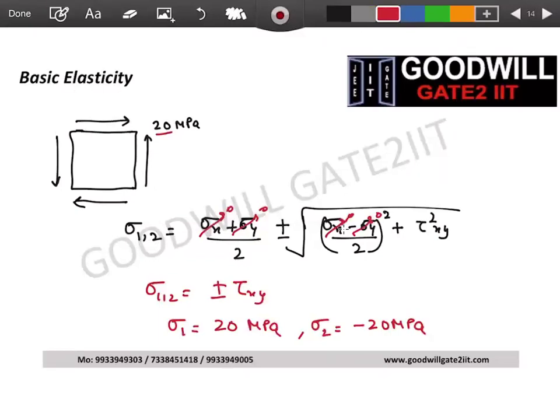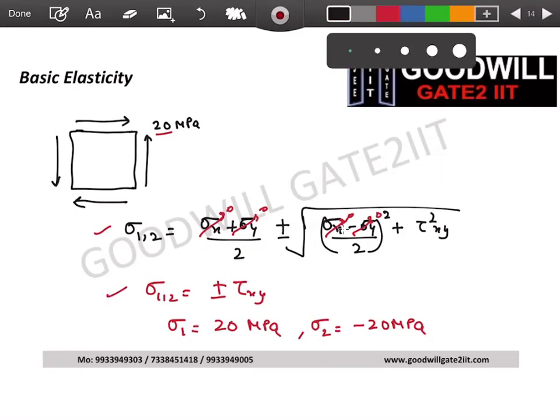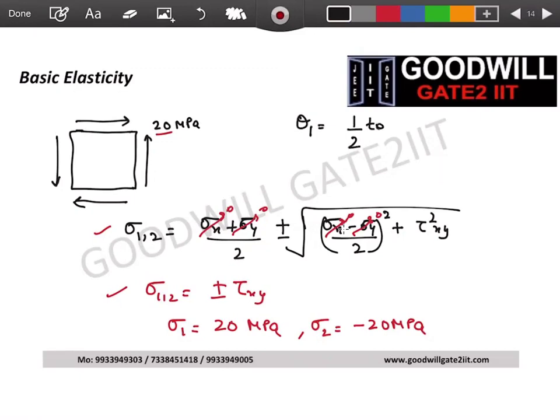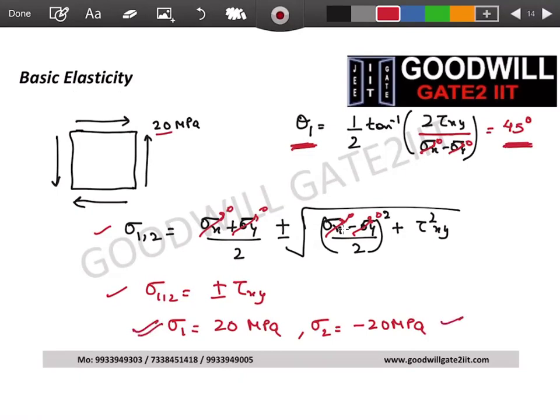Now, what do you mean by this? What is the principal plane? So you have calculated principal stresses. Now let's calculate the principal plane also. The principal plane, if you recall, is given as 1 by 2 tan inverse of 2 tau xy divided by (sigma x minus sigma y). Correct? Sigma x is 0, sigma y is 0. That means this is 2 tau xy divided by 0. Anything divided by 0 is infinity. Tan inverse infinity is 90 degrees. And 90 divided by 2 is 45 degrees. Meaning, you're saying your first principal plane is at an angle of 45 degrees. And on this plane at an angle of 45, you have these principal stresses acting.